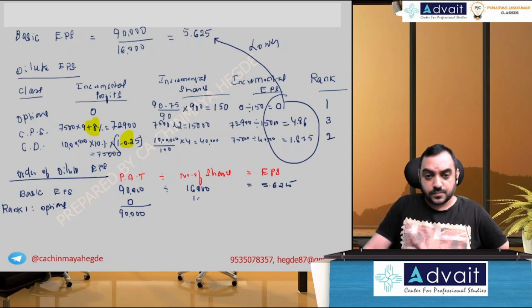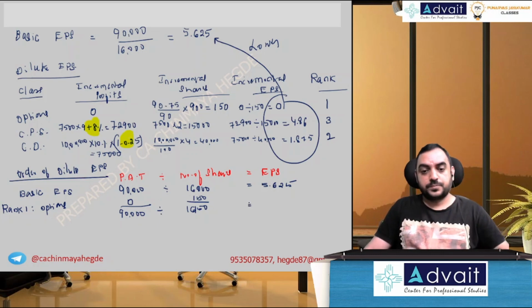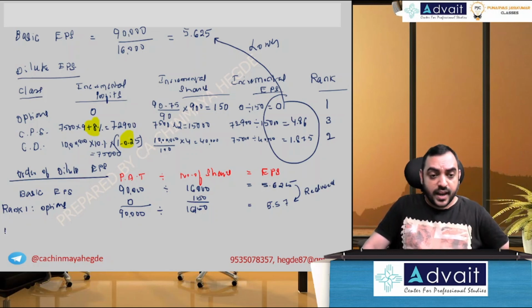And the incremental number of shares? 150. So 16,150. 90,000 by 16,150 gives 5.57. So please observe, it has reduced. If it starts increasing, I'll stop at that point only. I don't even go further. Then rank 2.